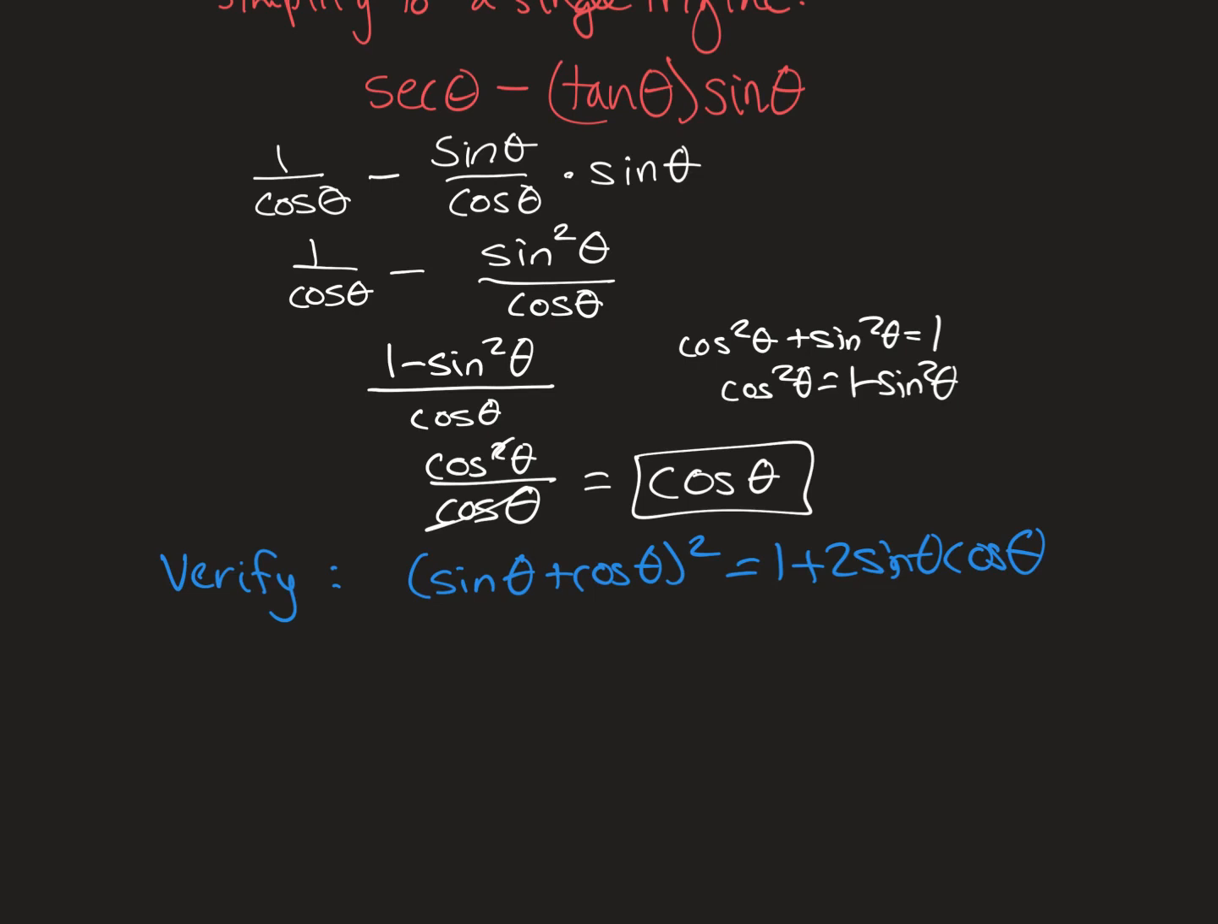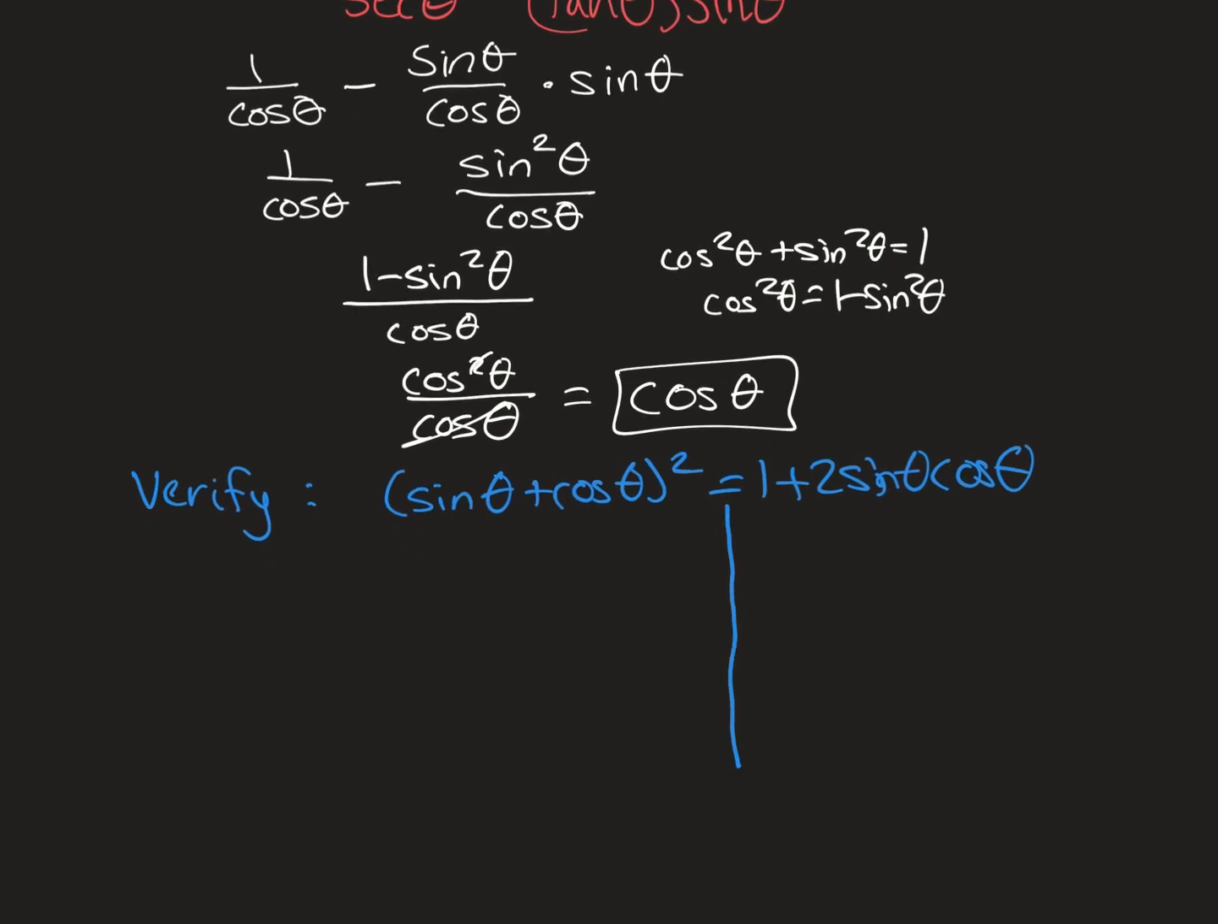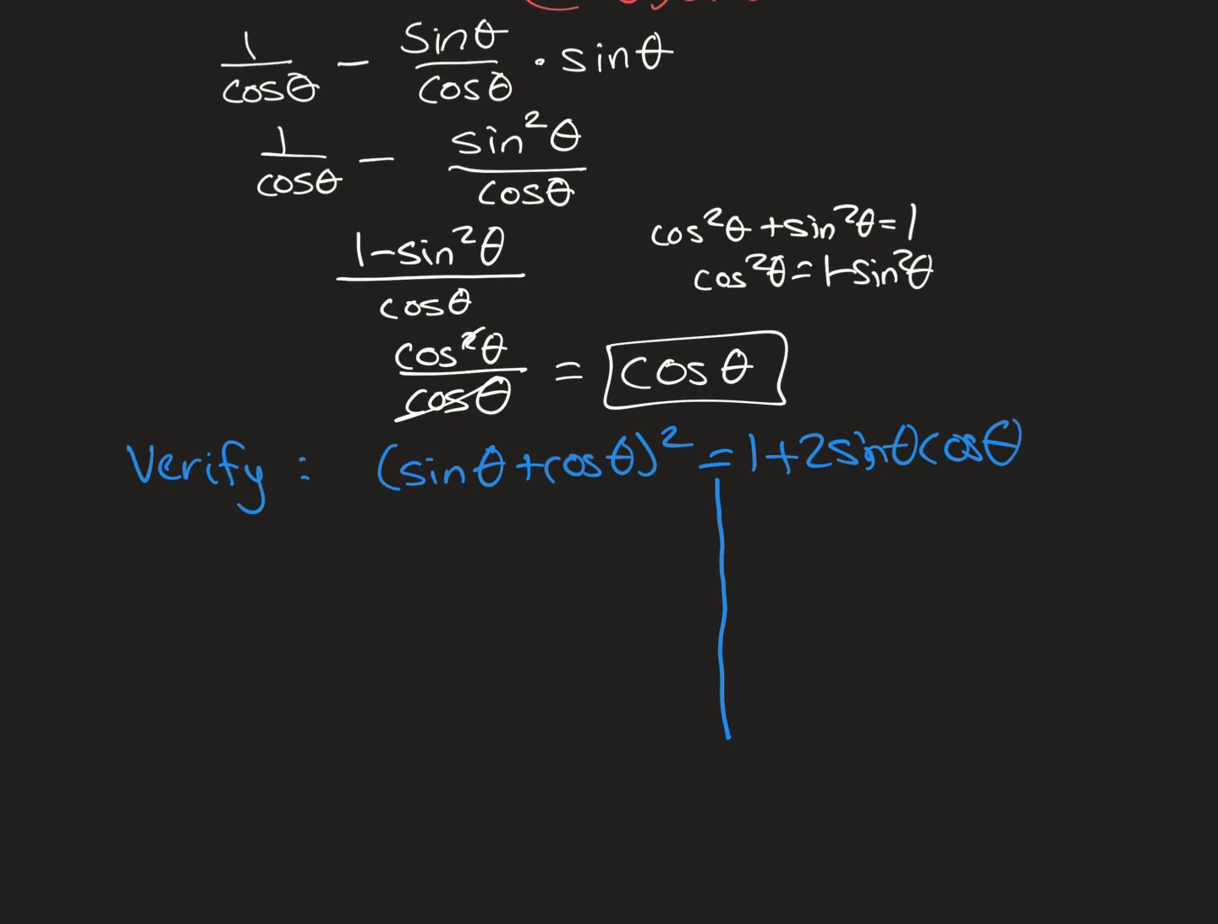We either have to work with one side and make it look like the other side, or we have to work with both sides independently and bring them to the same place. So to make sure that I obey that, I usually draw a line around the equal sign to remind myself, only work with one side, or if I'm going to work with both, I have to work with them independently. I'm not assuming it's true. So I'm only going to work with one side and bring it to equal the other side.